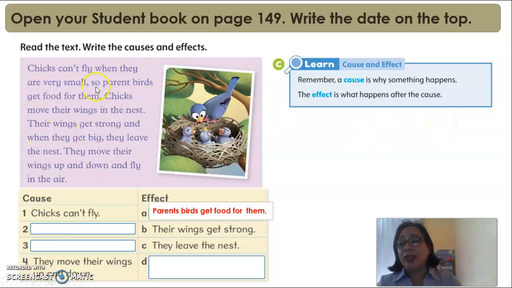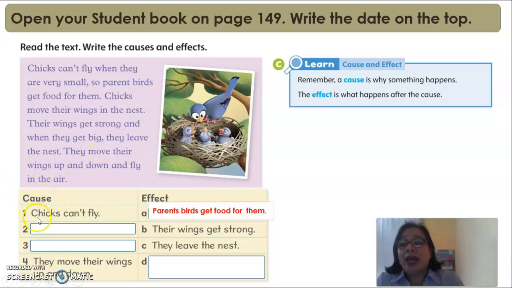So you will have to read the information about the birds, okay? It says, chicks can't fly when they are very small. So parent birds get food for them. Chicks move their wings in the nest. Their wings get strong, and when they get big, they leave the nest. They move their wings up and down and fly in the air. In this reading, you have causes and effects, okay? We have to look and read again and identify the cause so we can write the effect, okay?